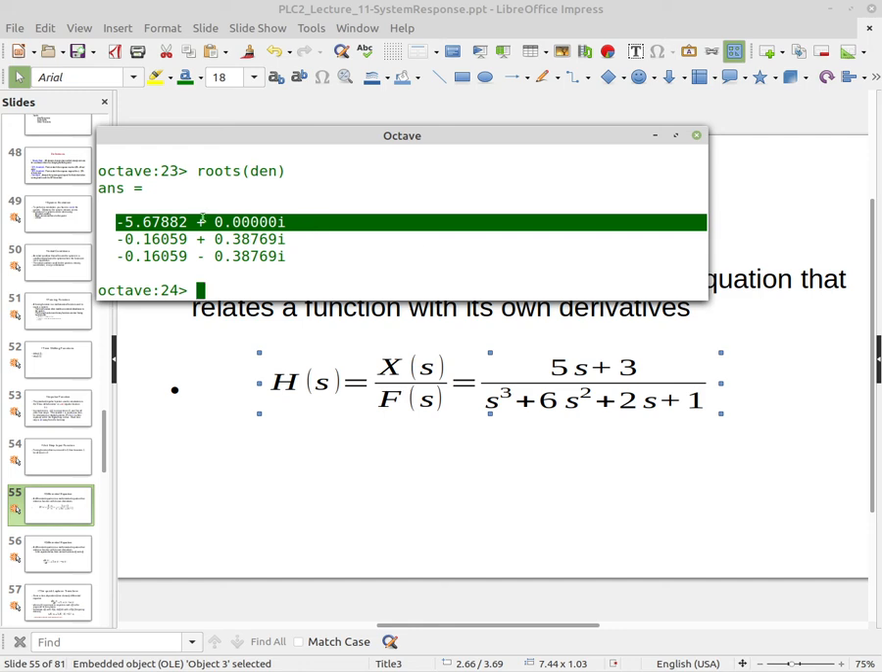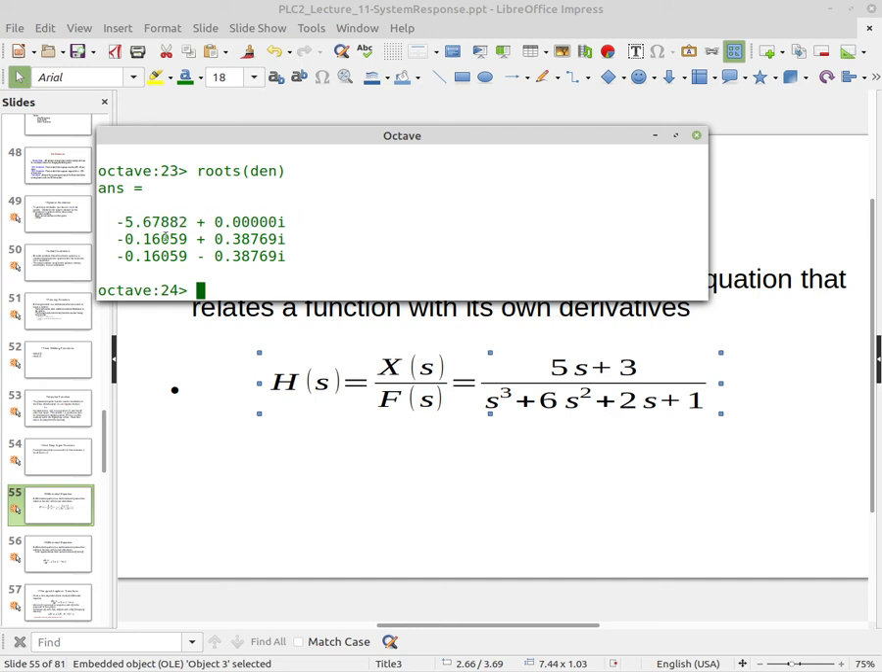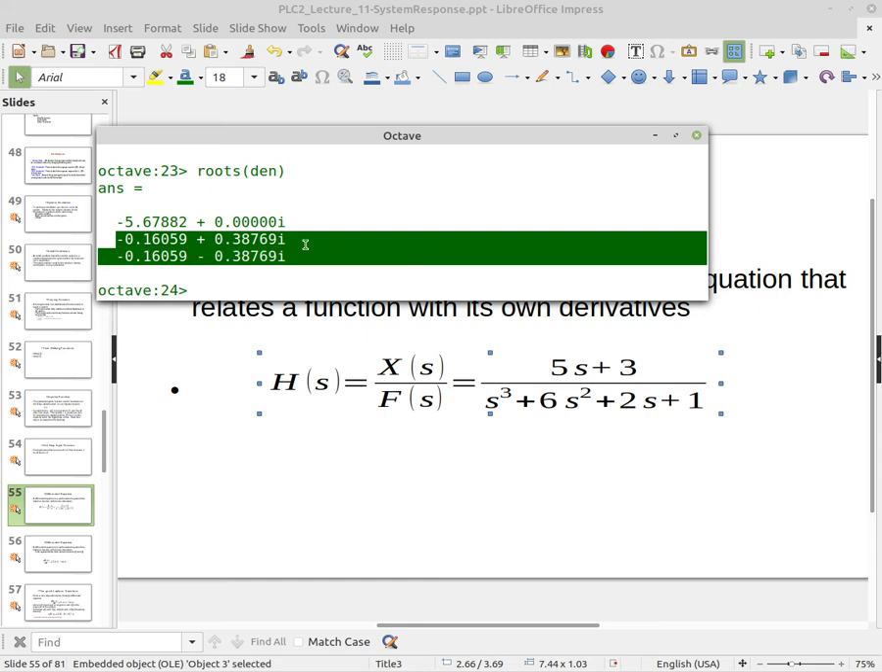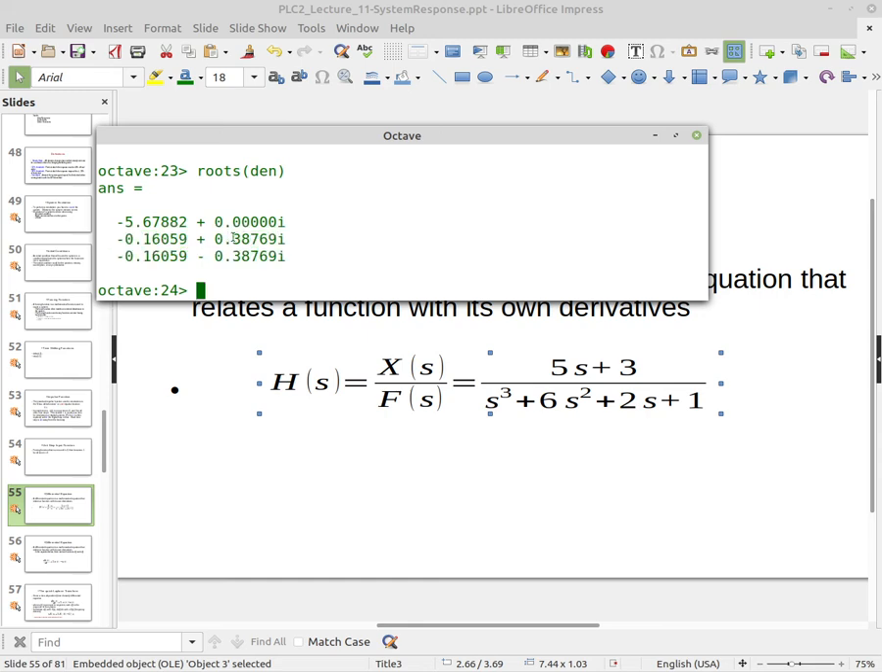which is real. All right, so anytime you have a third, fifth, seventh order, you're always going to have at least one real pole, because anytime you have an imaginary pole, you're going to have the complex conjugate. So you're going to have a plus i term and a negative i term.